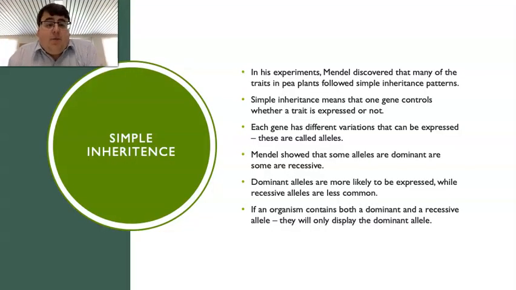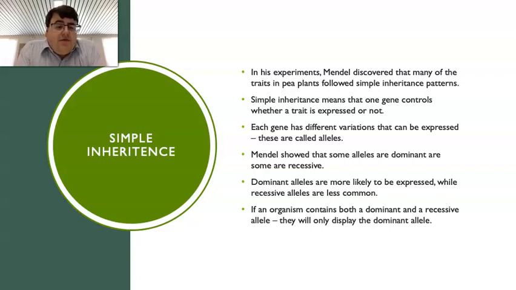Simple inheritance. So this is basically what Mendel concluded from, or came up with the idea of when he did these experiments in the 19th century. So he looked at many traits in pea plants. Specifically, the one we're talking about is going to be the colour of peas. And he determined that simple inheritance meant that one gene controlled whether a gene was expressed or not. So basically there was one gene in the pea's body that would determine whether those plants would be green or yellow.